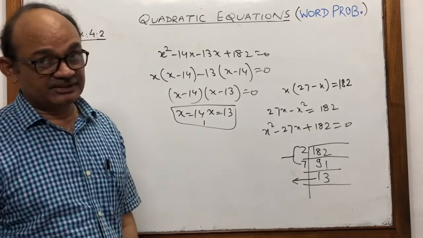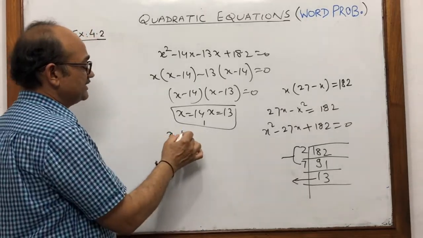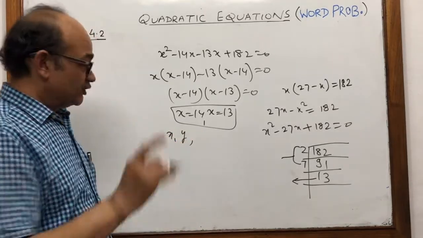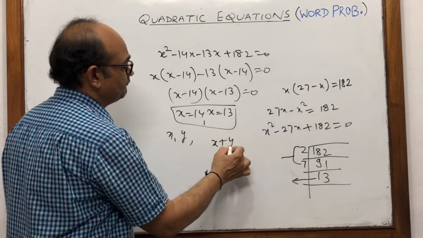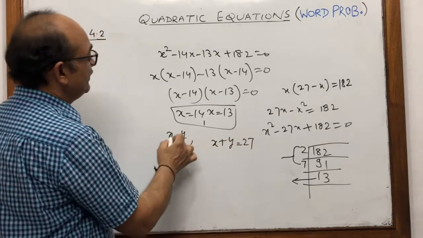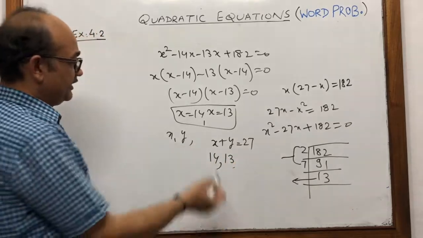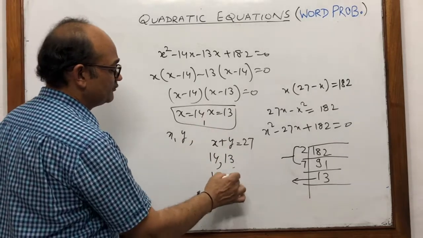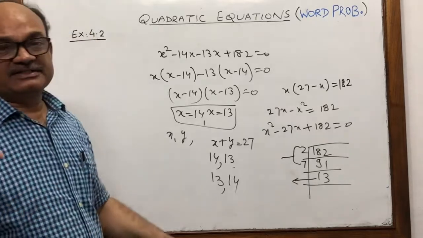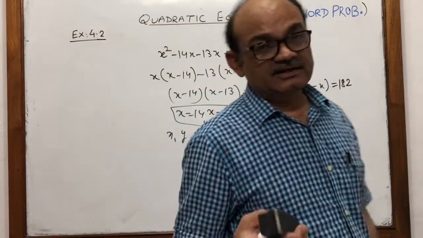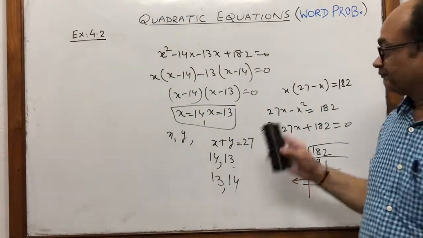What is our supposition? Let the numbers be x and y. Their total is given 27. Now tell me, if x is 14, what about y? 13. And if x is 13, y is 14. It is clear that the numbers are 13 and 14.